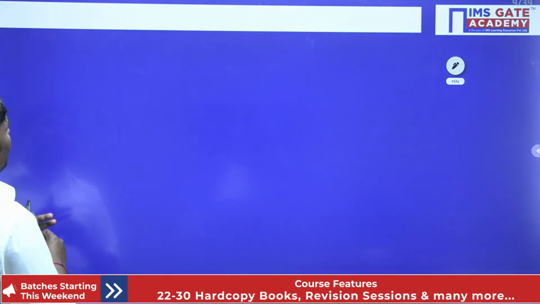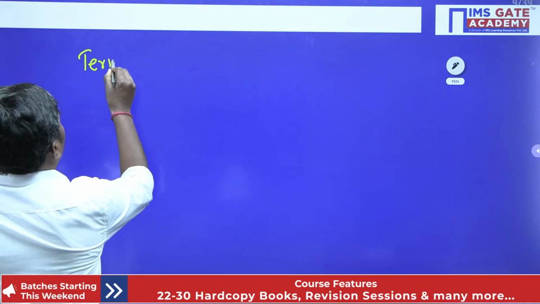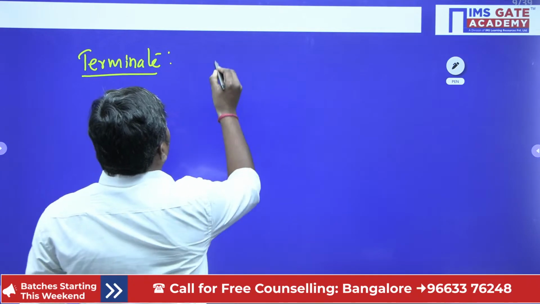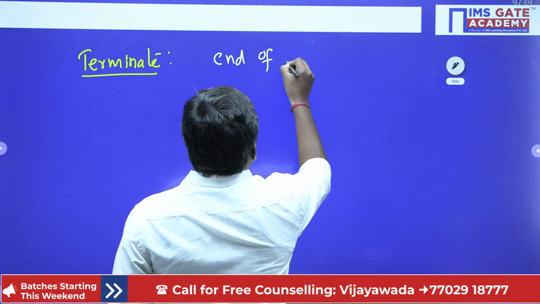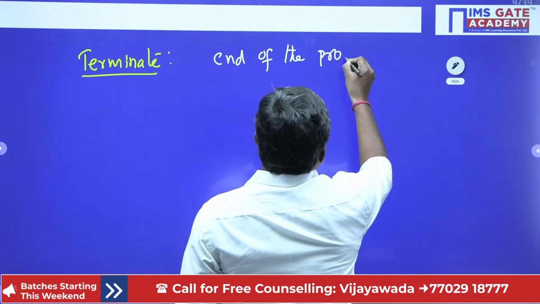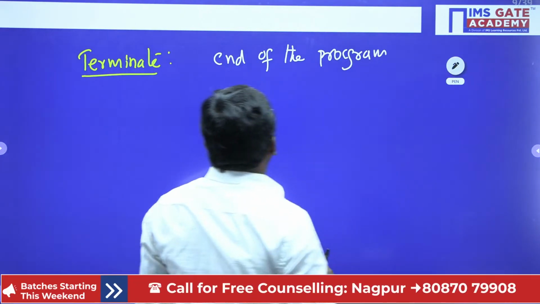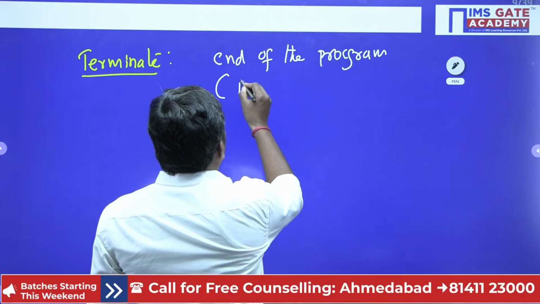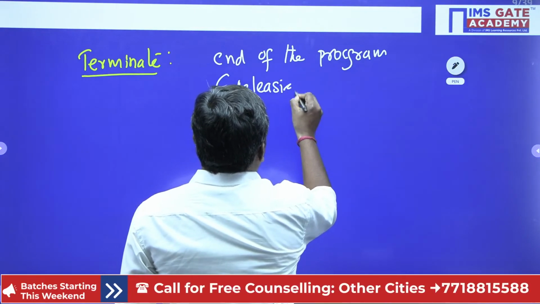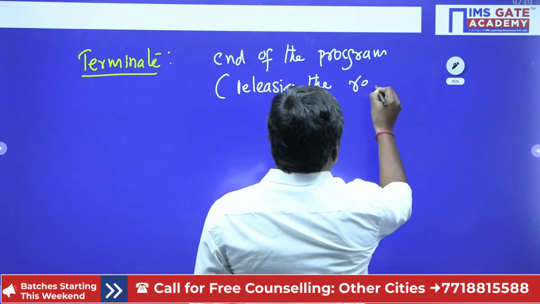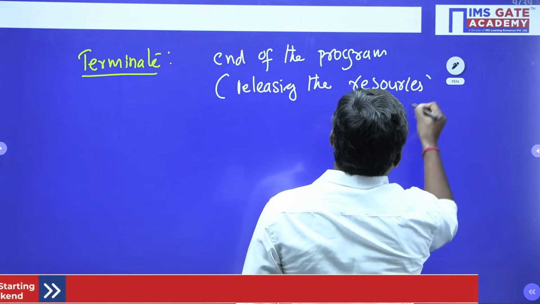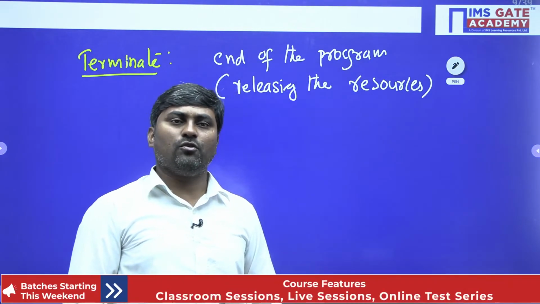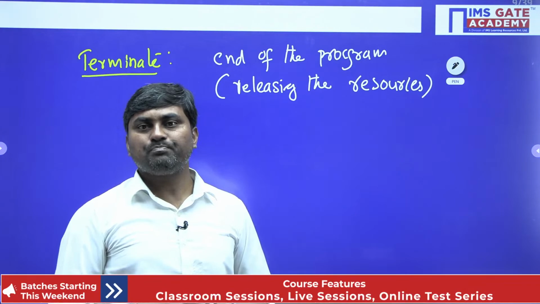So, the next state is what? Terminate. Terminate means the end of the program: program execution is over, completed, the process has completed its execution. Termination means releasing the resources. Whatever resources have been given so far, you have to release them. Releasing the resources, a deallocation of the resources happens. So, that is the termination state. I hope this is clear.